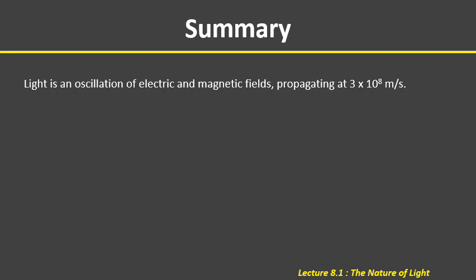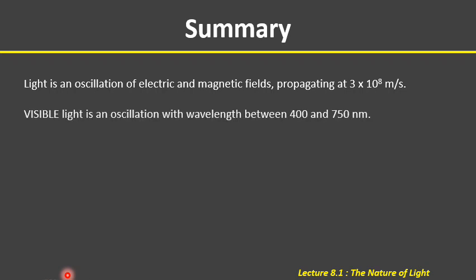All right. So we talked about light, and we said that it is an oscillation of electric and magnetic fields, and that it moves at 3 times 10 to the 8 meters per second. We looked at the electromagnetic spectrum, and you should know visible light goes from about 400 to 750 nanometers. 400 is the purple or the violet end, 750 is the red end, and of course, on either side of that is ultraviolet and infrared.